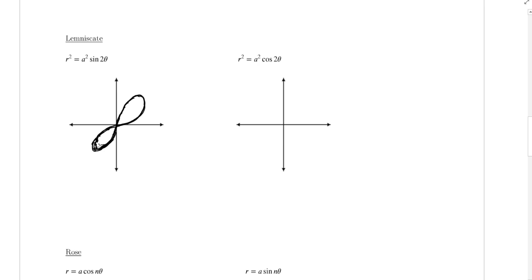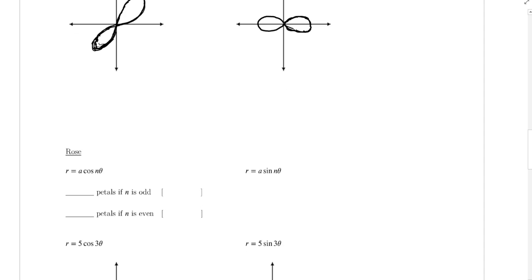And then the one with cosine. That is the one that is going to be, and I started drawing that the wrong direction, but whatever. That is going to be the one that is on the x-axis. I don't know if we're going to see these a lot, but just in case, there they are.